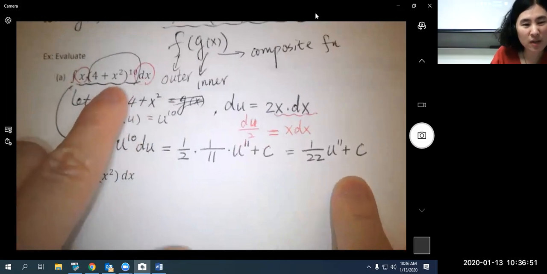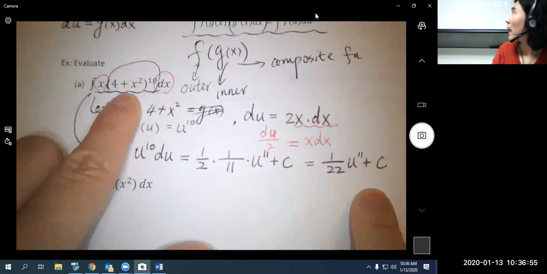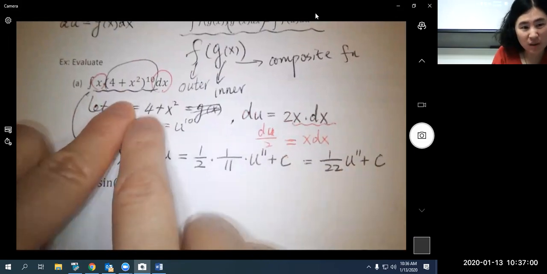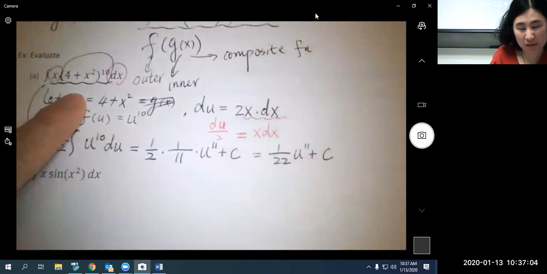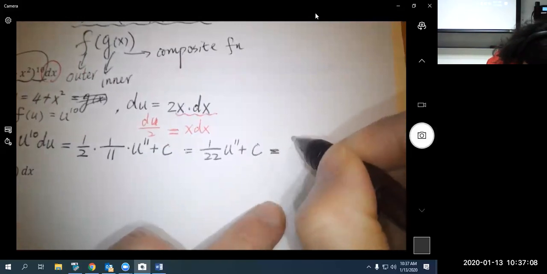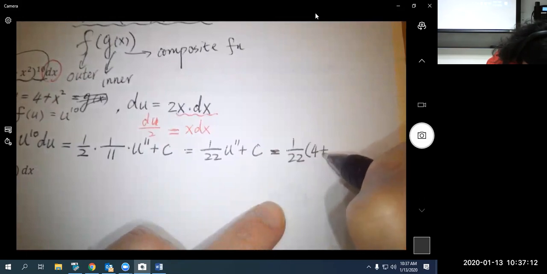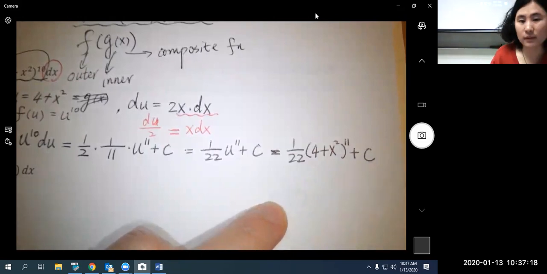No, remember just now we said this original integral is in terms of x. But we're having u here. Don't forget to substitute u by 4 plus x squared back. So eventually the answer is going to be 1 over 22 times 4 plus x squared to the 11th power plus a constant c. Done.